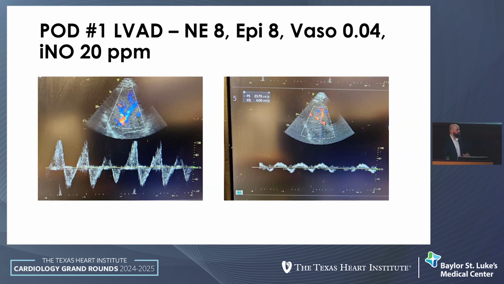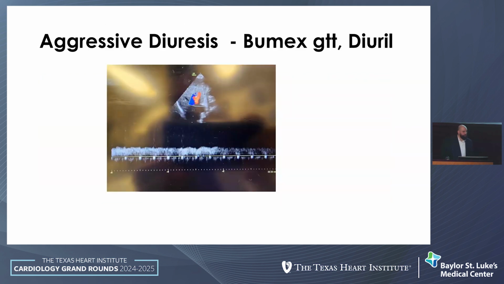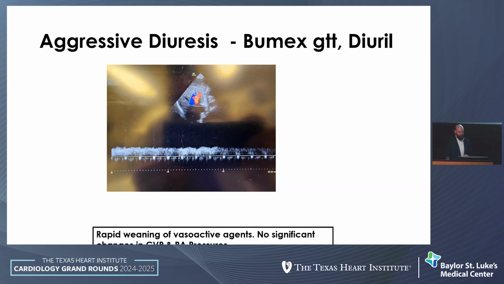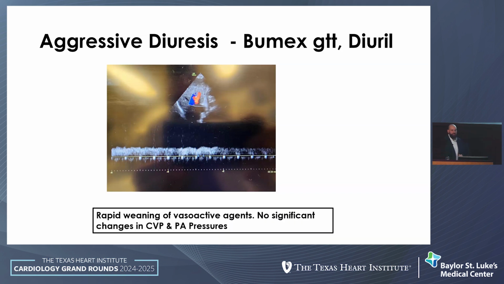So despite the fact that this patient's on norepi of 8, epi of 8, and vaso, and considerable vasoactive agents, we diuresed aggressively with Bumex, Diuril, until we normalized this patient's portal vein. And as we diuresed them aggressively, we actually got off the norepinephrine, got off the vasopressin, and kept the patient on just a little bit of inotropy with dobutamine. So remember, rapid weaning of the vasoactive agents, and the most important key feature here is that the CVP and the PA pressures showed no difference whatsoever.